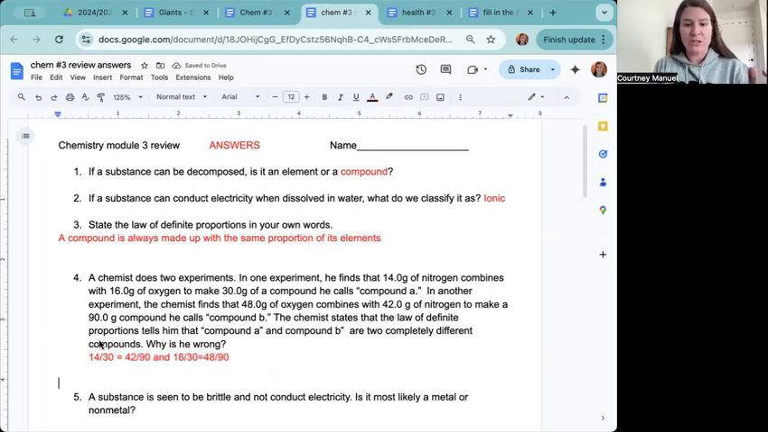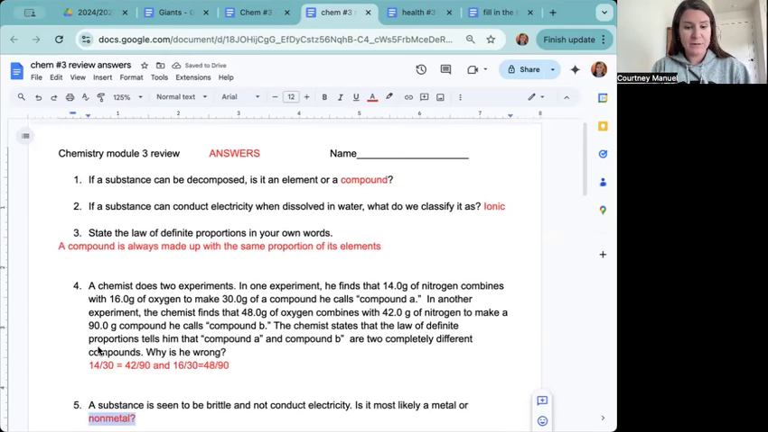14 divided by 30. So I just chose nitrogen. Nitrogen compared to the compound is the same as the 42 of nitrogen compared to the compound. They're the same ratio, the same proportion. And then of oxygen, it's 16 and 30 or 48 and 90. And again, it's the same proportion.